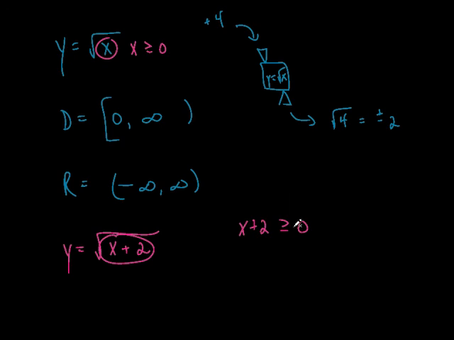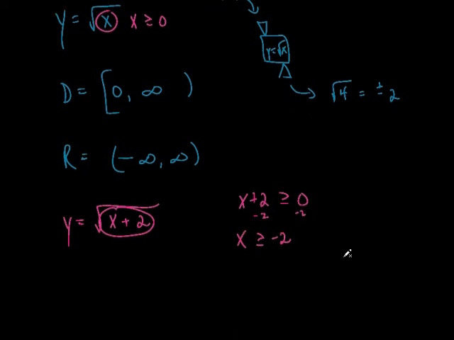If I said x plus 2 has to be greater than or equal to 0, what does x have to be? Well, we subtract 2 from both sides, so x has to be greater than or equal to negative 2. All right? It's got to be greater than or equal to negative 2. And we already picked a couple, didn't we? We picked negative 2, and that's fine.